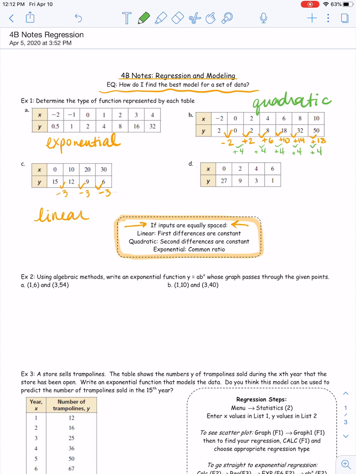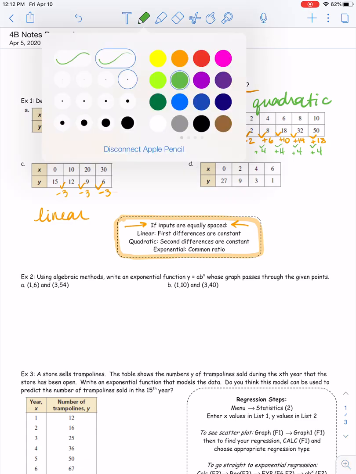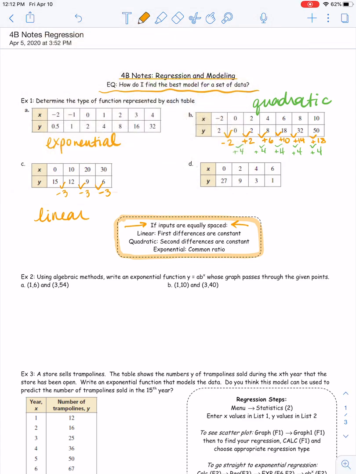And then in part D, 27 to 9 to 3 to 1. I could immediately determine that it's not going to be linear because the values are not the same. I would check exponential first, and I noticed something. I noticed that 27 divided by 3 is 9. 9 divided by 3 is 3. 3 divided by 3 is 1. So I'm dividing by 3 every time. Or another way of saying that is I'm multiplying by 1/3, multiplying by 1/3, multiplying by 1/3, which does give us that common ratio, which means that it is exponential.